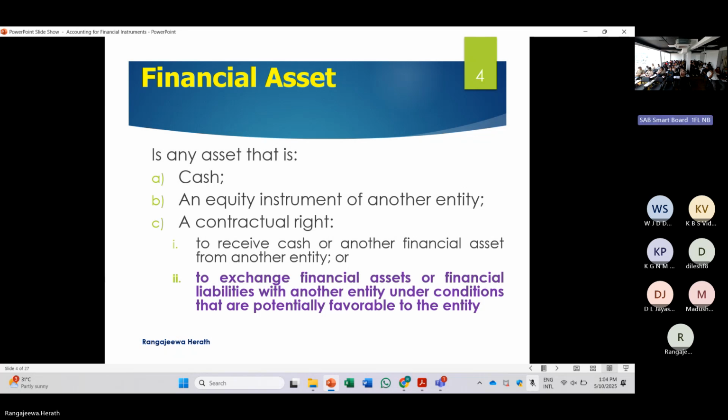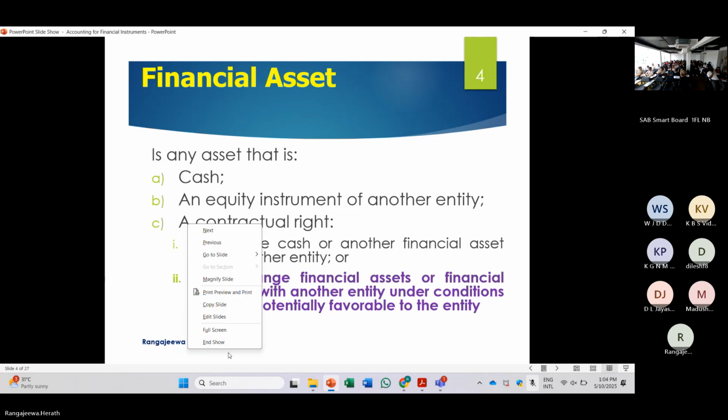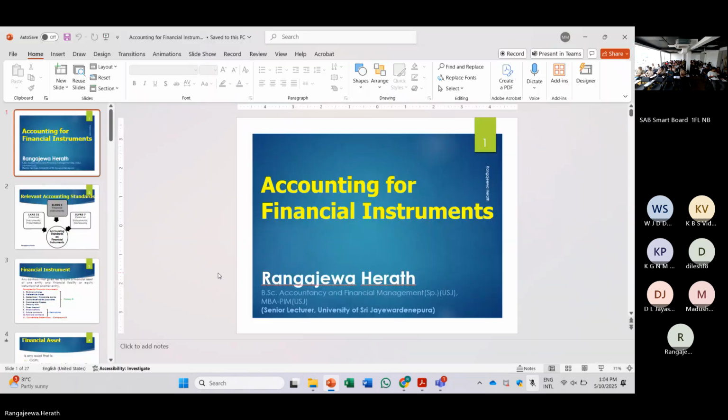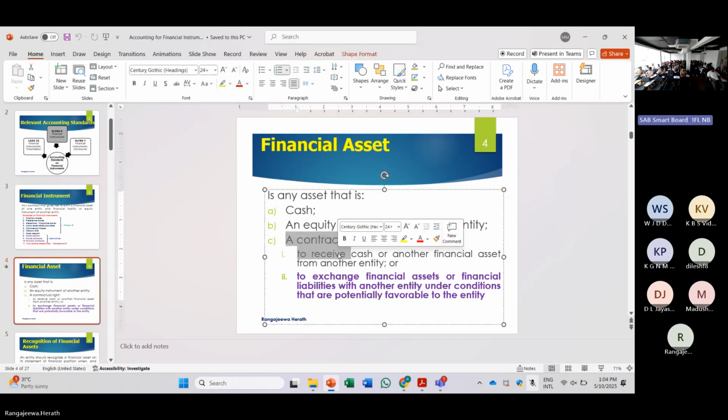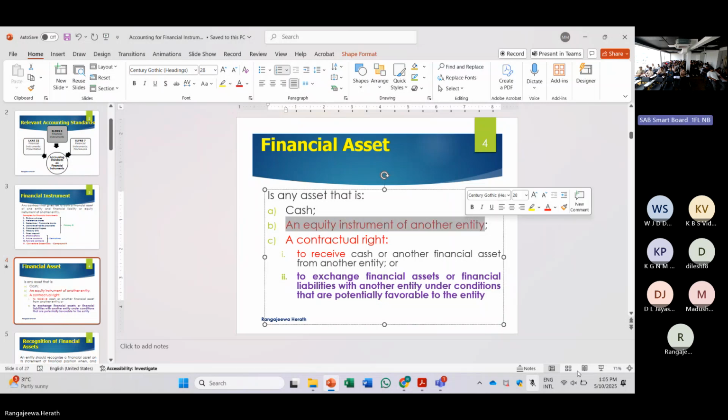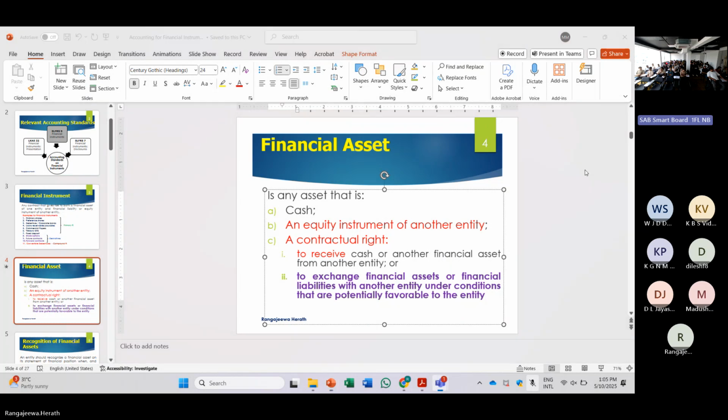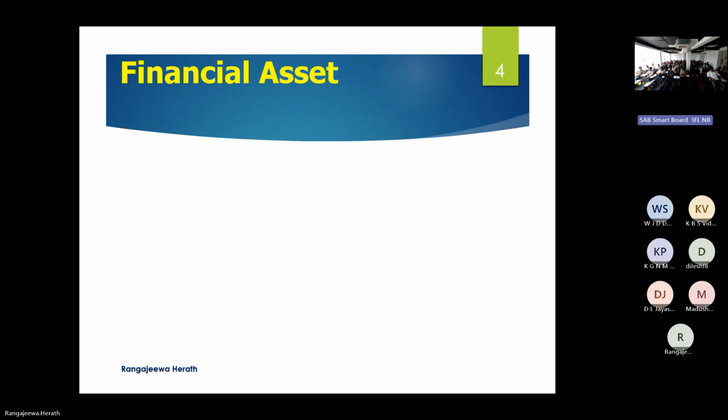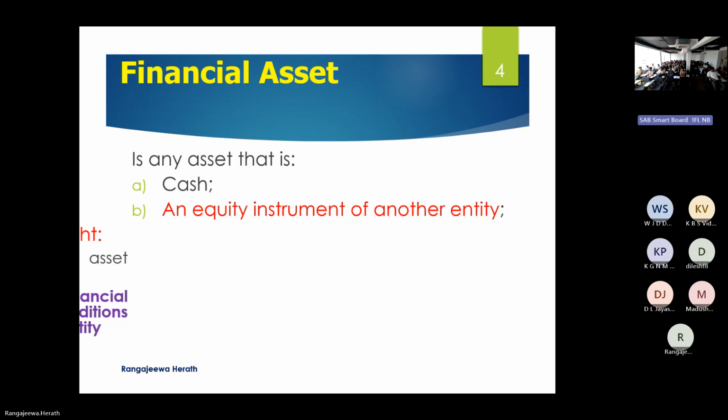With the contractual right to receive cash, and the equity instrument of another entity, those two we are going to cover originally. The remaining part is actually covered in the derivative and compound financial instrument. So I will take that part in the definition also when we move to those categories.